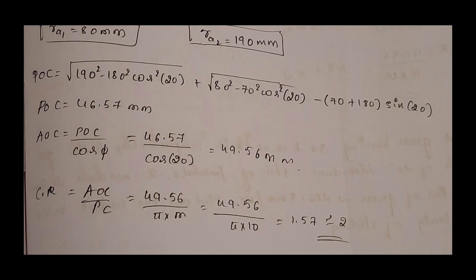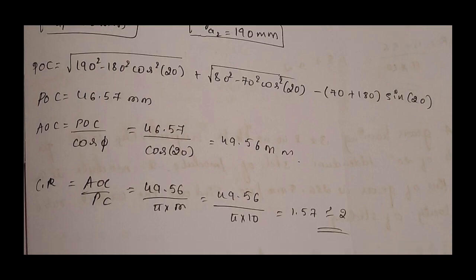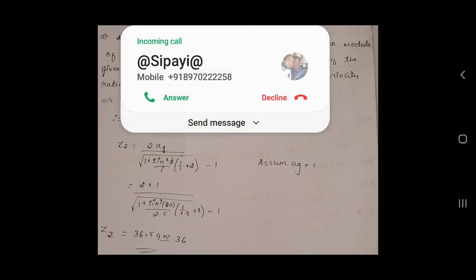Arc of contact is how much for this particular problem? 49.56, that we calculated. Circular pitch is pi m. Pi stands for 3.14, we know that. m stands for module, which is equal to 10. By doing a simple calculation, we will come to know that it is 1.57, which is approximately equal to 2. For this particular problem, the contact ratio is how much? 2.